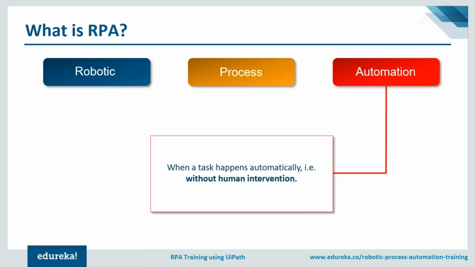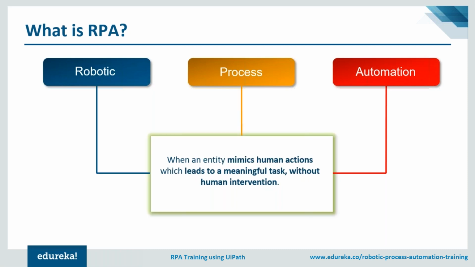Then comes automation. So automation is basically when a task happens automatically without any human intervention. So basically any task that happens without any human intervention is said to be automated. So now if you take all these three words together, robots mimicking human actions to process any task without any human intervention is said to be robotic process automation. So guys, that's basically what RPA means.